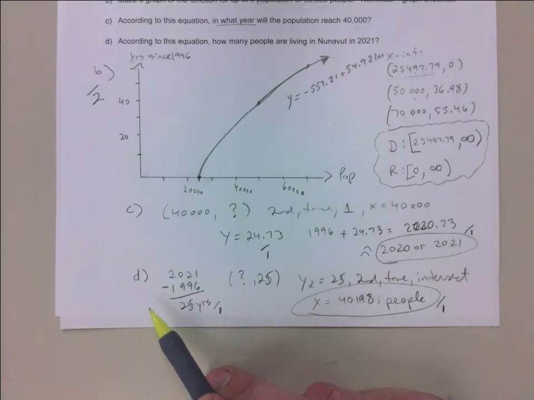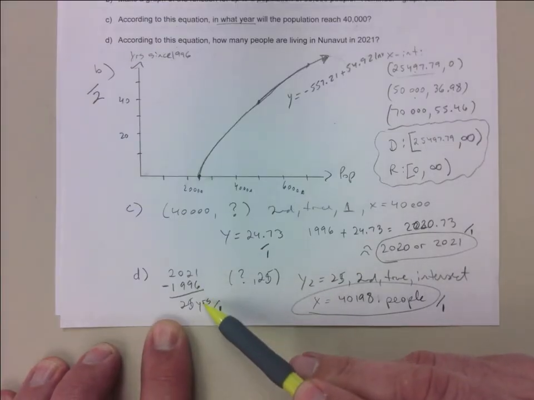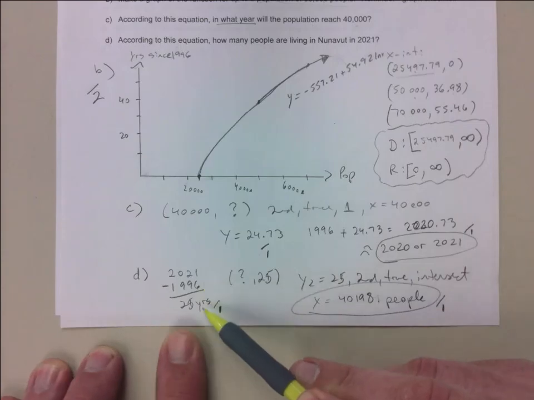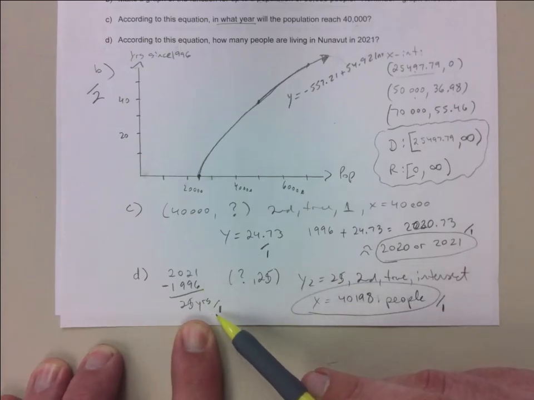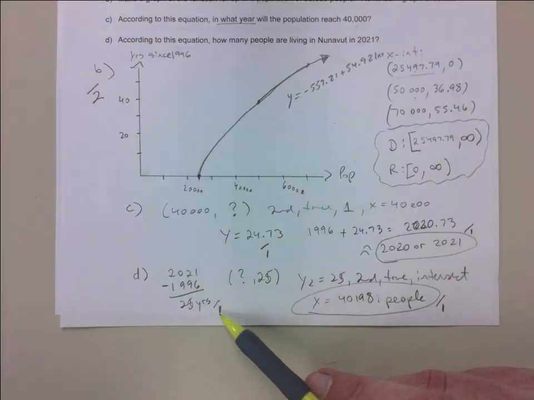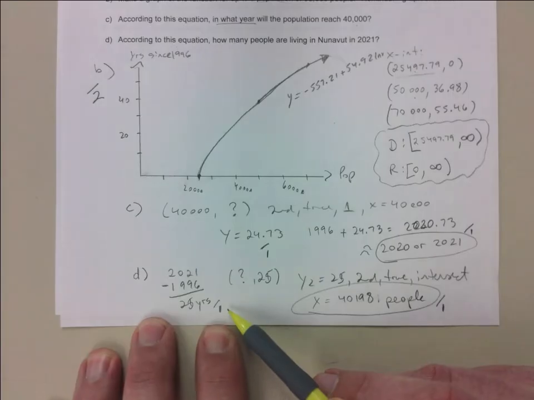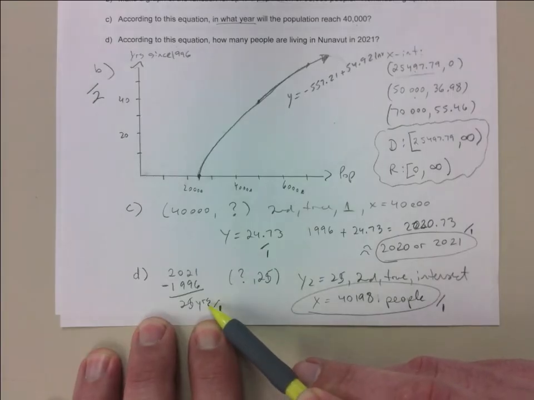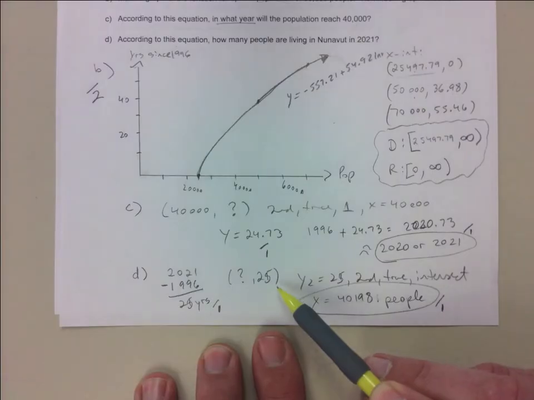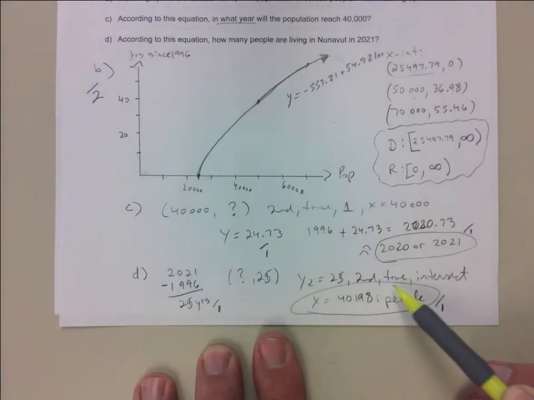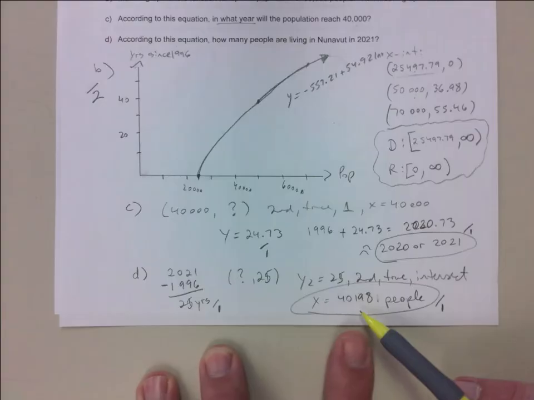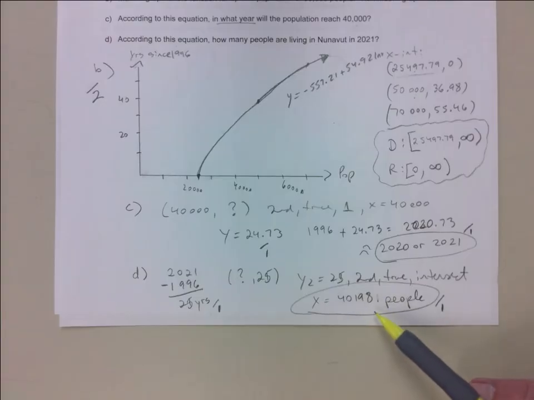D. What will be the population in 2021? So you have to subtract 2021 and 1996 to get the 25 years, because it's 25 years since, right? That's what Y is, the variable Y is. So this is 1 mark. And then you let Y2 be 25. You go second trace intersect, and there is your population. Also needs to be a whole number.